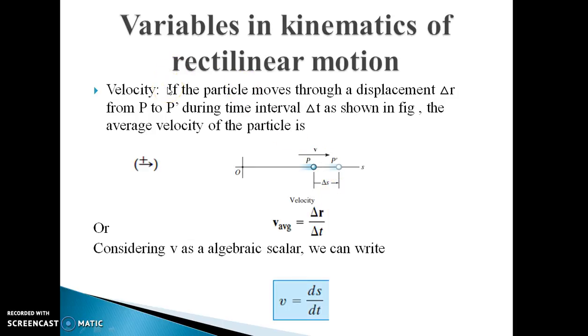Velocity. Velocity is nothing but the rate of change of displacement. If the particle moves through a displacement delta r from P to P dash during time interval delta t, as shown in the figure, the average velocity of the particle is given by delta r upon delta t, or considering v as an algebraic scalar, we can write v is equal to ds upon dt.